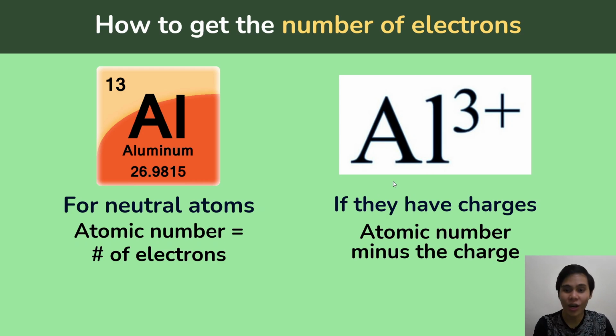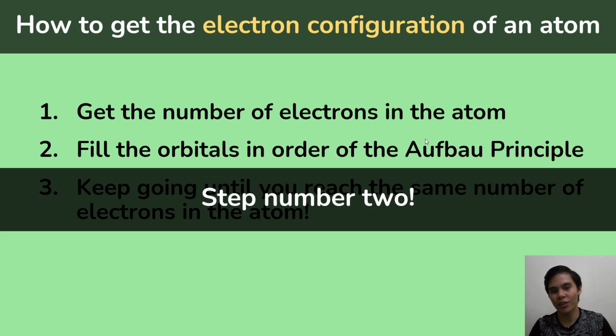But if your atoms have charges, if they're ions, then your atomic number has to be adjusted minus the charge. So if we have positive 3, then 13 minus 3, the number of electrons it has is 13 minus 3, or 10 electrons. So don't forget, it's the atomic number minus the charge. Take note that the charge can be negative as well. A negative charge would be, for example, chlorine with a charge of -1. So if we have chlorine with a charge of -1, we'll take its atomic number minus -1, which will cancel out to become +1. Right? So don't forget your integers in your math classes.